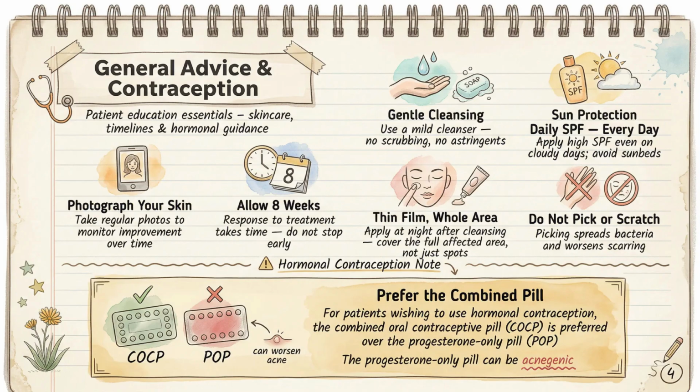And critically, set expectations on time. Response to treatment may not be seen for 8 weeks. If you do not tell patients this, they will stop treatment after 2 weeks and conclude it has failed. On skincare habits, advise patients not to scrub their skin or use astringents. These rupture comedones and worsen inflammation. No picking, no scratching. Keep hair away from the face. Use a gentle cleanser and follow with a light, oil-free moisturizer.